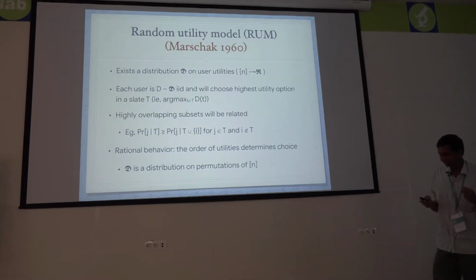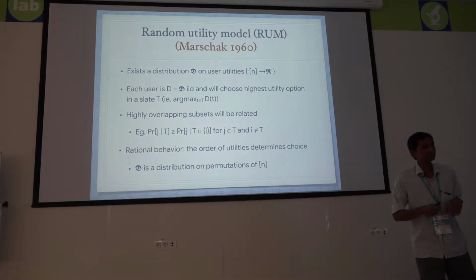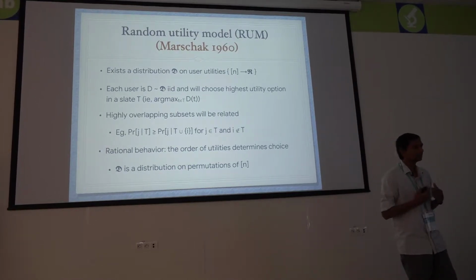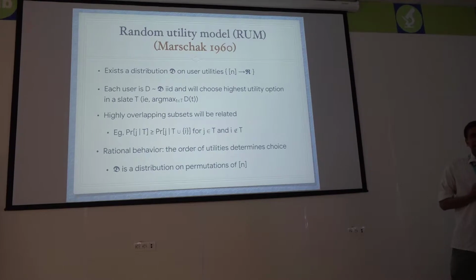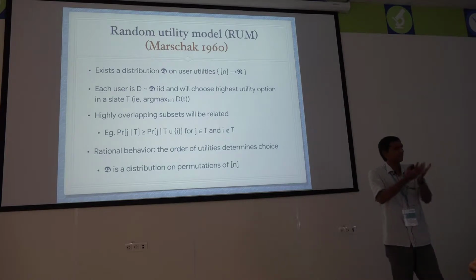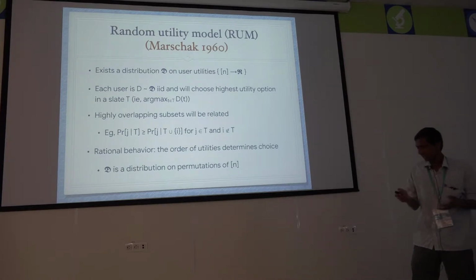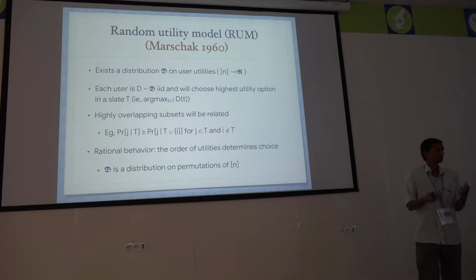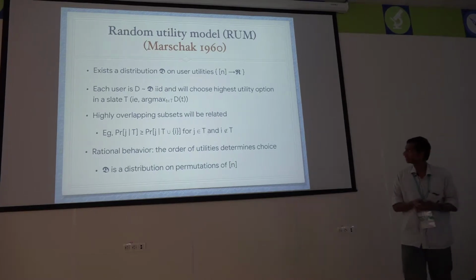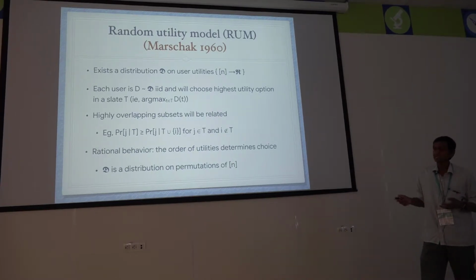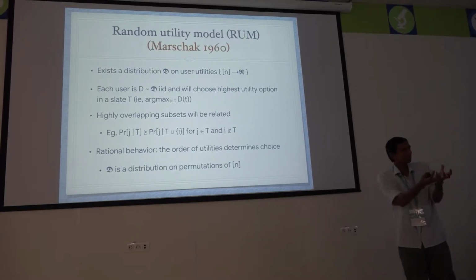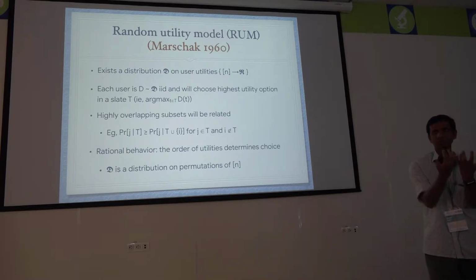So keeping that in mind, there was a nice work of Marschak in the 1960s, motivated by a lot of work before, who introduced what is called a random utility model. In this random utility model, there is a distribution on user utilities. Think of utilities as: I am a user, I have a utility for every object in the universe, and there is a distribution on users like me. So the distribution is over functions from the universe to real numbers. Each user is chosen from this distribution, IID, and given a subset, the user is going to pick the maximum utility thing in that subset.